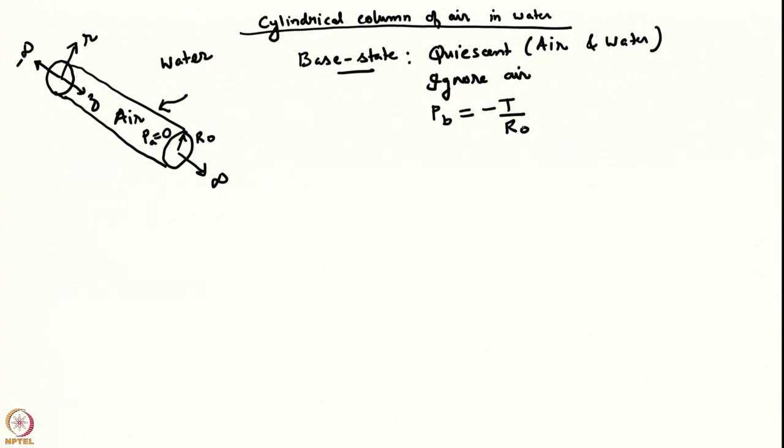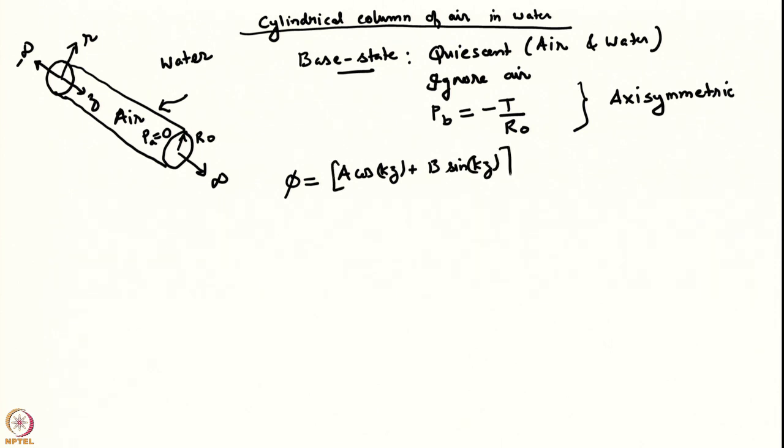So this is the pressure in the water outside, it is a uniform pressure, we are ignoring the presence of gravity, and we are going to solve for perturbations on the surface. We have already done this geometry, so I am just going to skip a few steps because they are identical to what we have done for a cylindrical column of liquid. So like before, using variable separation in cylindrical coordinates, axisymmetric, we will find that the perturbation velocity potential is once again given by the following, and now for the radial dependence, we are going to have K naught and I naught.